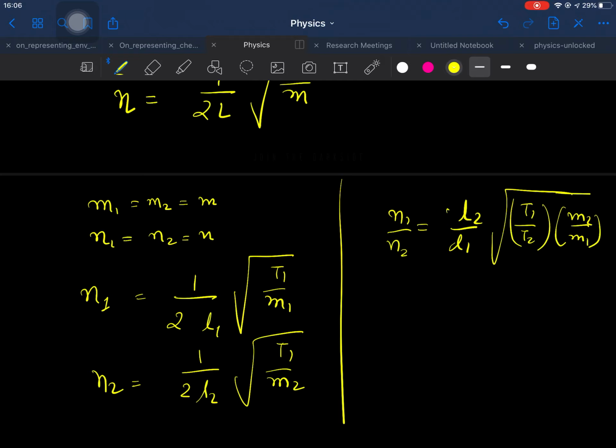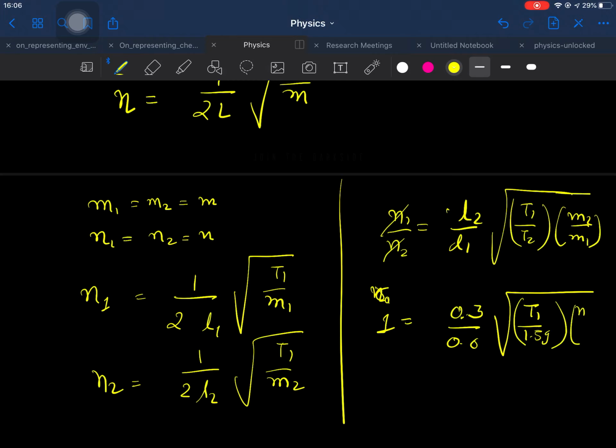Okay, now they have said that they have the same frequency, so N1 is equal to N2, so I'll just write this as 1. Then length is different, right? So keep it as 0.3 and 0.6 into square root of T1 by T2. Now T1 we don't know, we have to calculate, but T2 they have given as 1.5 g. So keep it as it is. Mass 1 and mass 2 for the string is the same thing, that particular stretched string.